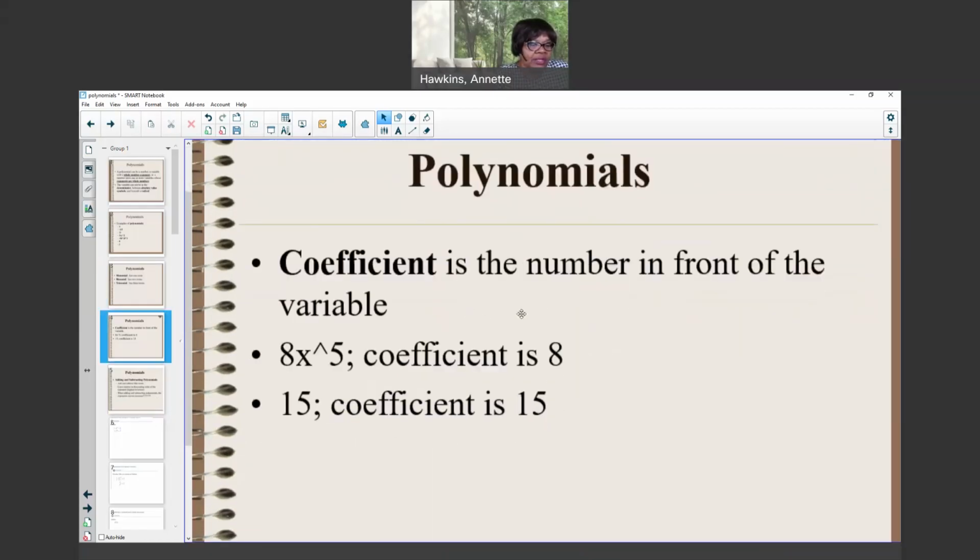When you have three terms, this is a trinomial, tri meaning three. The coefficient is the number in front of the variable. 8x to the fifth, the coefficient is 8. 15. Now, when you have a number, it is its own coefficient.